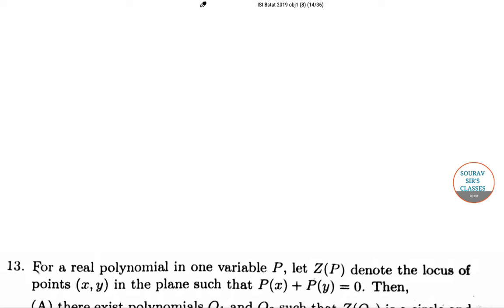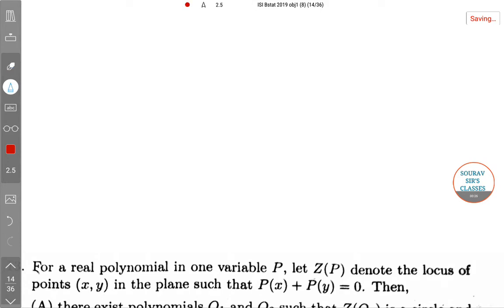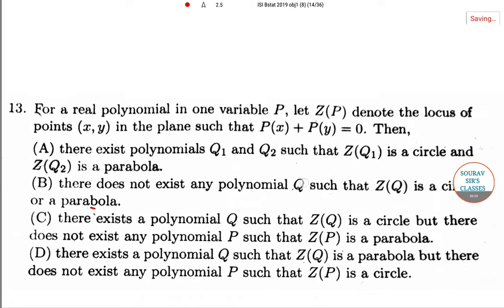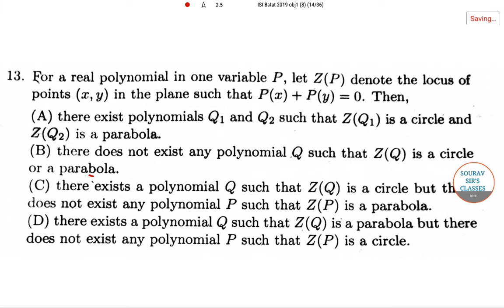Today I am going to solve ISI BSTAT 2019 question paper. Now it is question number 13. For a real polynomial in one variable p, let Zp denote the locus of the point (x, y) in the plane such that p(x) + p(y) = 0. Then we have to find out which one of the options is correct.